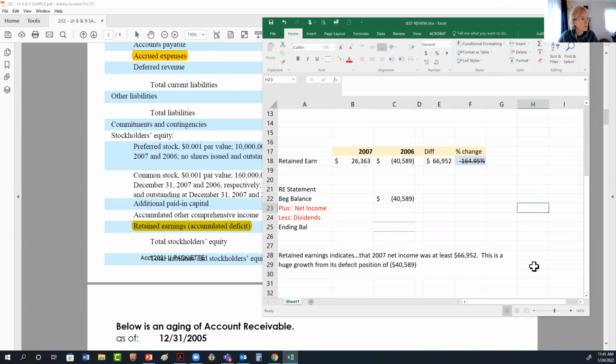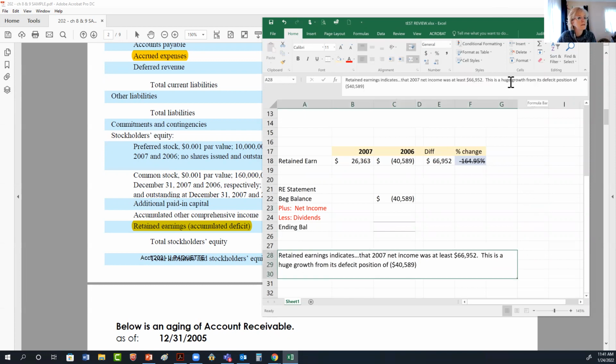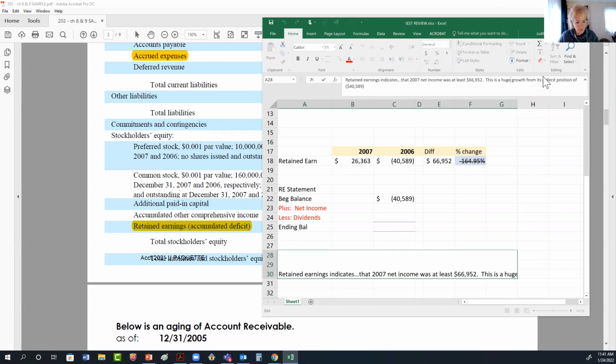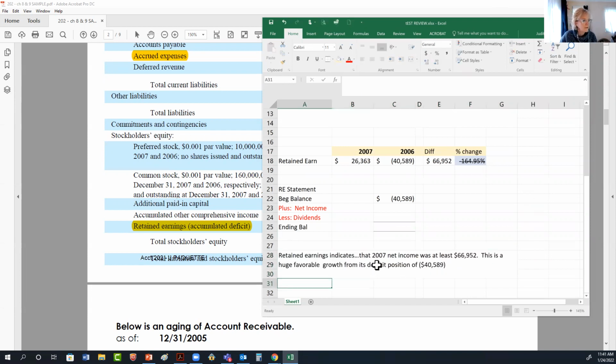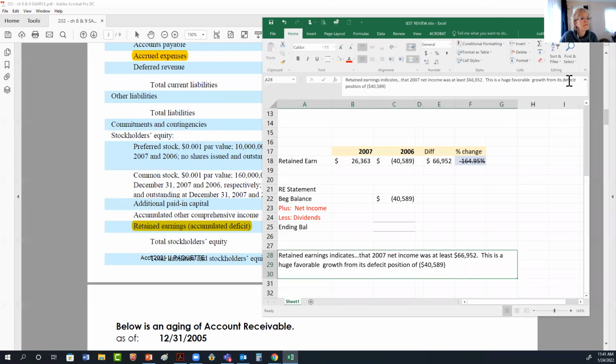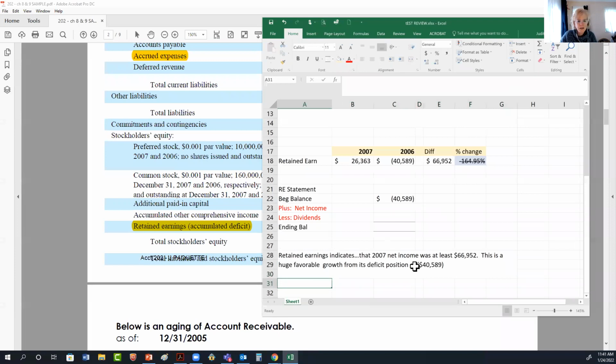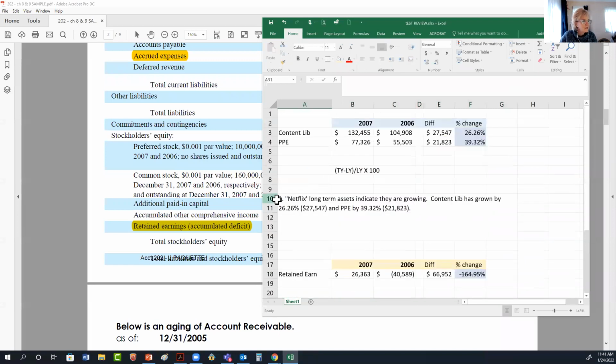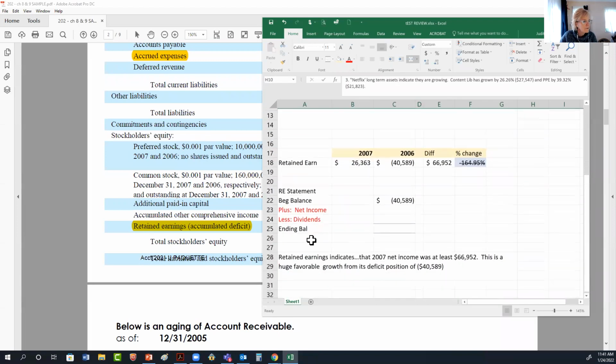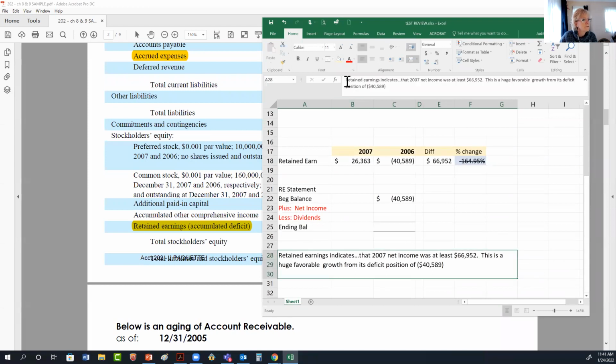There we go. All right. Retained earnings indicates that 2007 net income was at least 66,952. And let's be real clear, this is a huge favorable growth from its deficit. There we go. Okay. So that's what I'm looking for. So now you've got your evidence. You've got your evidence here in number 3. You've got your evidence here in number 2.